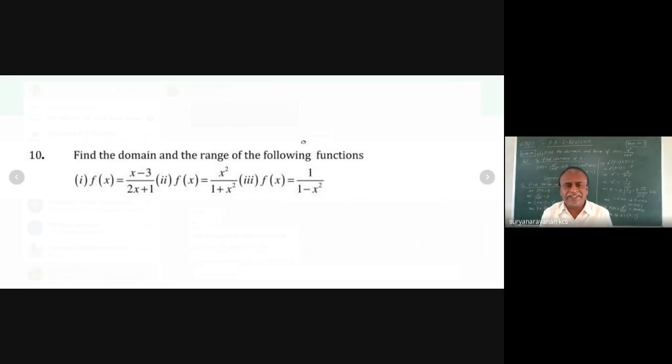But you have to practice. By practice only you can find the technique. You can find the technique by practicing a number of sums, a number of times, and a variety of sums. If you practice a number of sums and a variety of sums, you can find the technique. What is the logic behind finding the domain and the range of a given function.